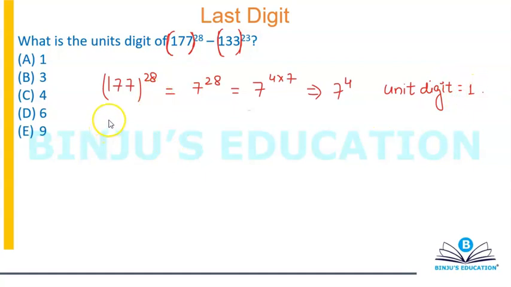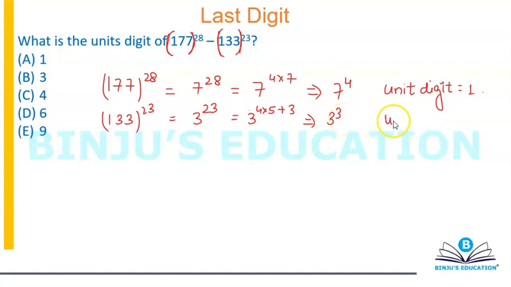If we talk about 133 to the power 23, again we are talking only about unit digit. So this is as good as 3 to the power 23, which is 3 to the power 4 into 5 plus 3. 5 complete cycles, and in the 6th cycle we'll only go till the 3rd position. This is as good as 3 to the power 3. 3 to the power 3 is 27, so unit digit is 7.